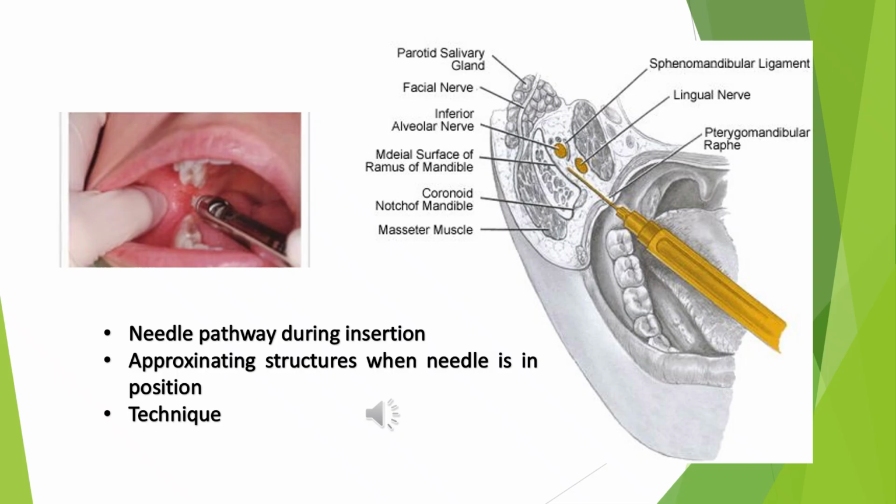And when the lingual nerve is affected, then the tip of the tongue will be tingling and numbness will be there. So we will ask the patient about the subjective symptoms. And for objective signs, instrumentation will be necessary to demonstrate the absence of the pain sensation.